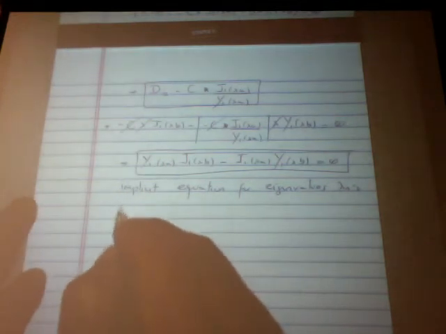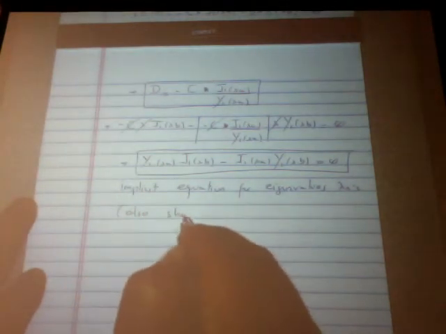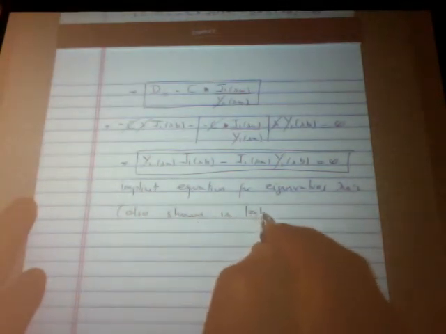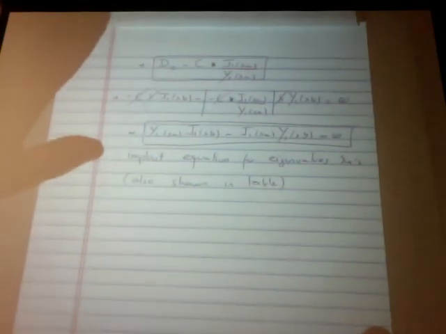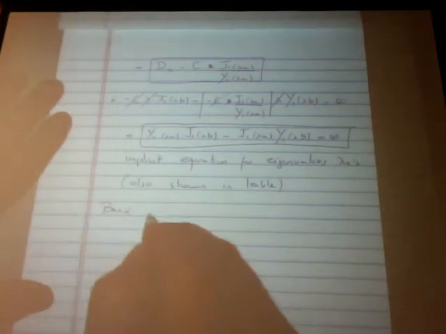That's what the table will show you. Also shown in table. Table for hollow cylinders with two second kind boundary conditions, R equal A and R equal B, will show this implicit equation for the eigenvalues lambda. The roots of that equation are the eigenvalues. So then, back to eigenfunction.